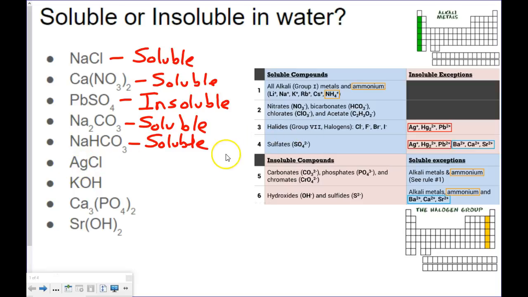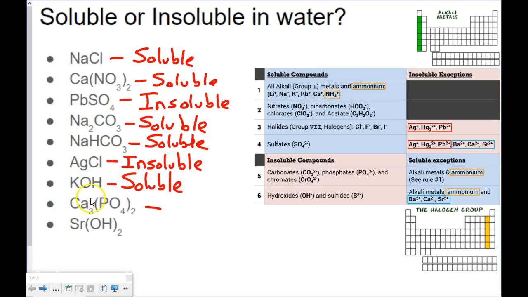Next up, silver chloride. Chlorine is going to be a halide. Those are going to be soluble with the exceptions of silver, mercury, and lead. So that one would be insoluble because of the silver there. Next up, potassium hydroxide. Hydroxides are going to be insoluble with the exception of anything that's an alkali metal. Potassium is an alkali metal. This one would be soluble.